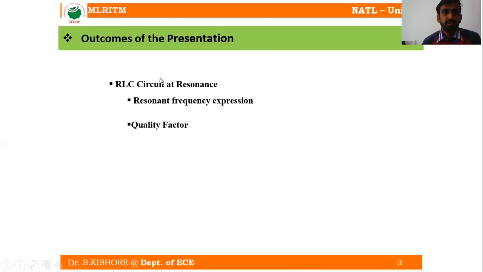And these are the outcomes of the presentation. So we are going to look into the RLC circuit at resonance. We are going to get the expression for the resonant frequency, quality factor and bandwidth.